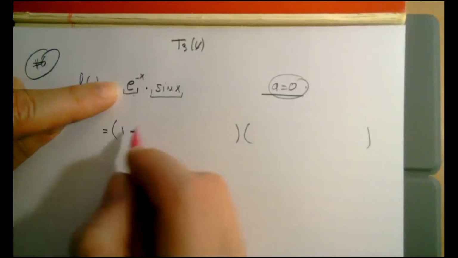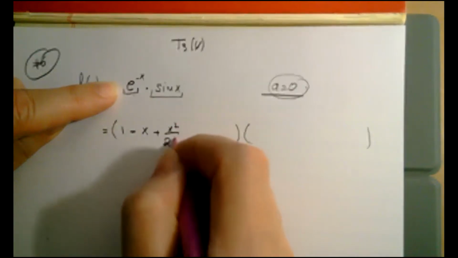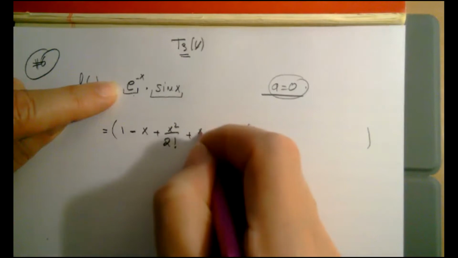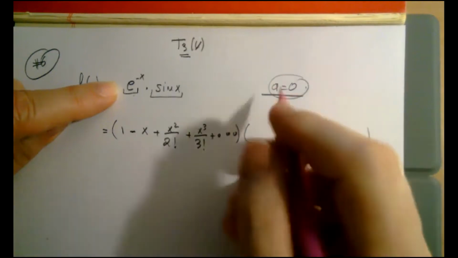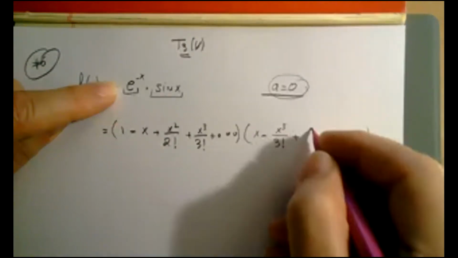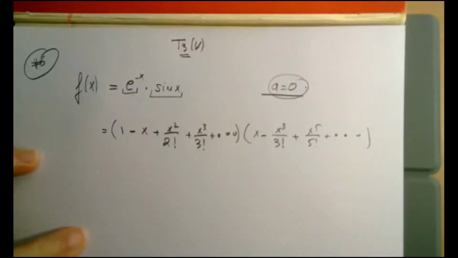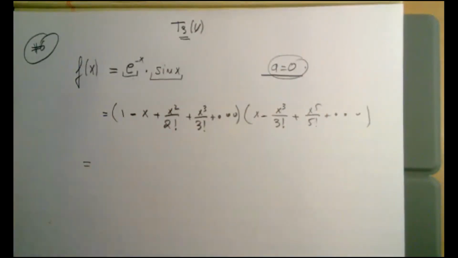So it's going to become 1 minus x plus x squared over 2 factorial. They want me to get the third degree Taylor polynomial, which means everything after x cubed I don't really care about, plus x cubed over 3 factorial plus so on. Sine x is x minus x cubed over 3 factorial plus x to the fifth over 5 factorial, which I really don't need. Now I'm going to multiply, and I only want the third degree, meaning I'm only interested in the coefficients of x, x squared, and x cubed. I'm not interested in anything else.